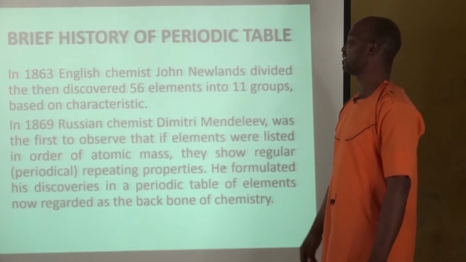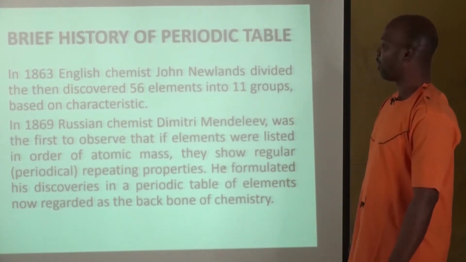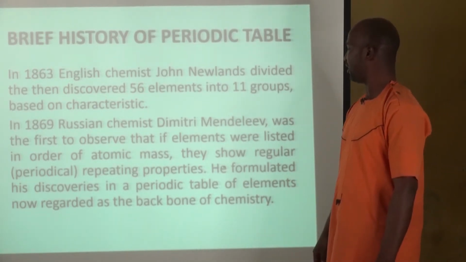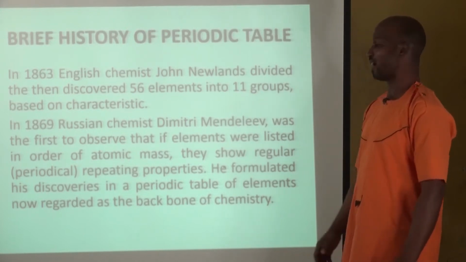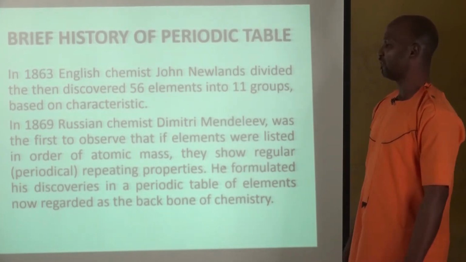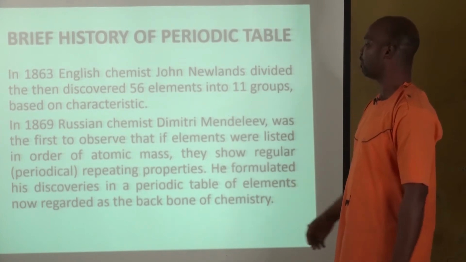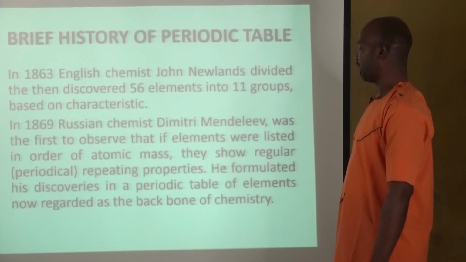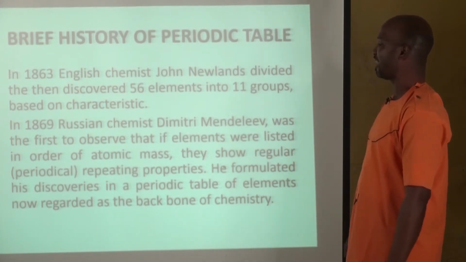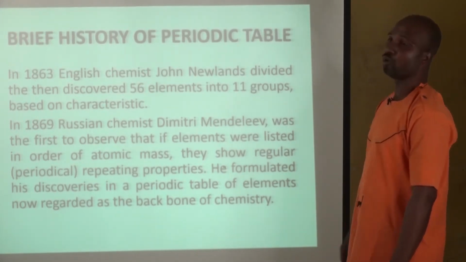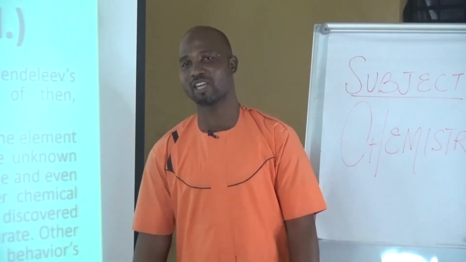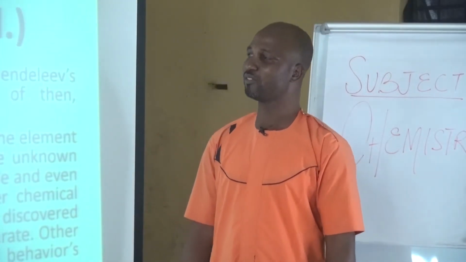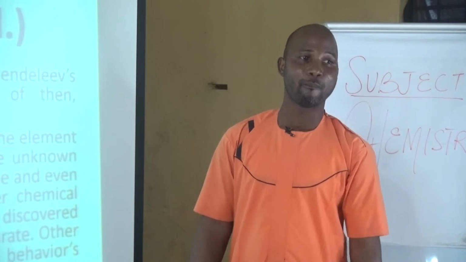In 1869, the Russian chemist was the first to observe that if elements were listed in order of their atomic masses, they show regular or periodical or repeating properties. He formulated his discovery in the periodic table of elements, and it is now regarded as the backbone of chemistry. Of course, chemistry is standing on the basis of this discovery of Dmitry Mendeleev.